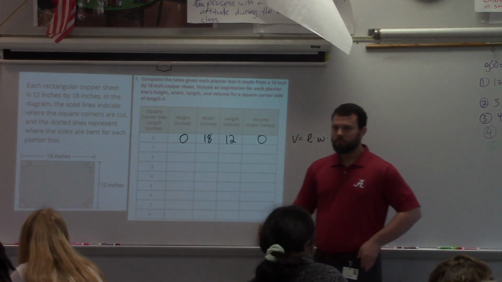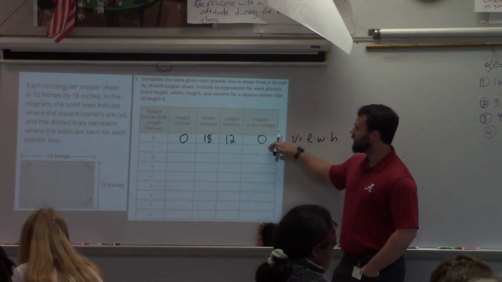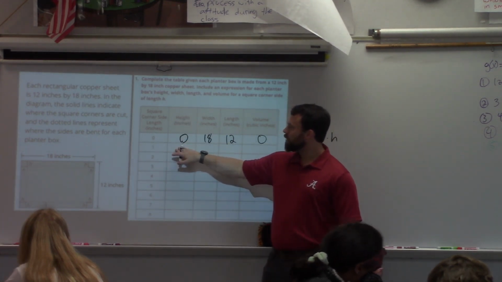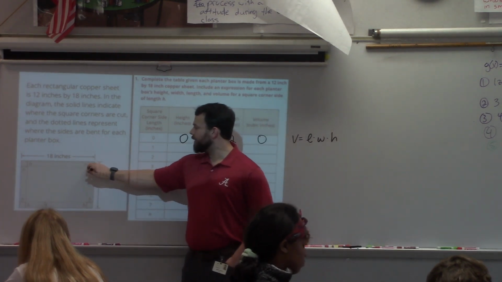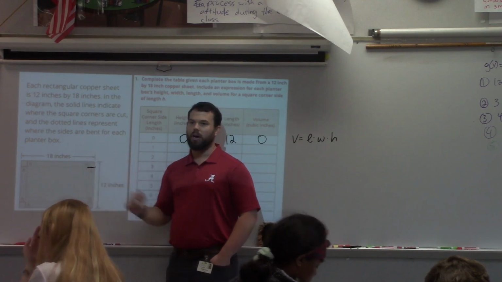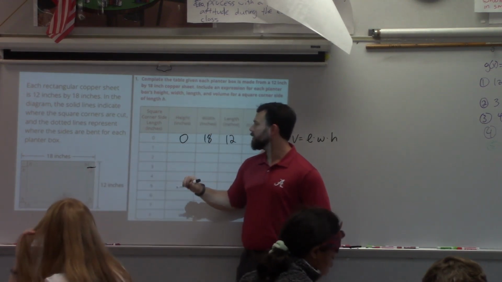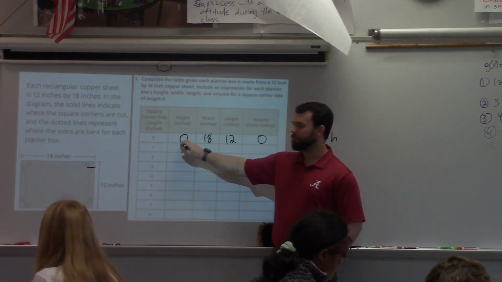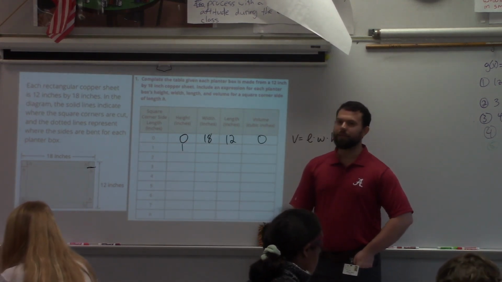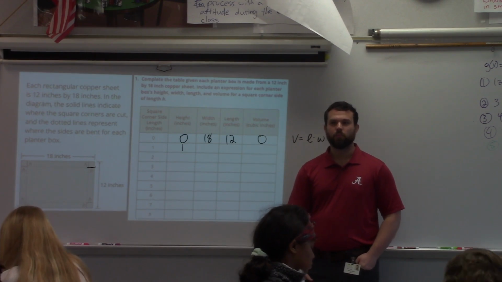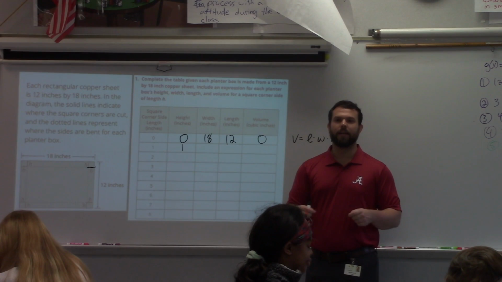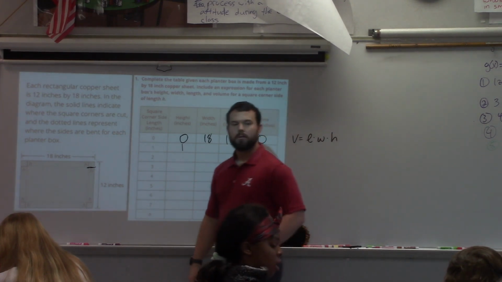All right. So the volume there is 0. Now the height. So if I cut out 1 inch right there and I fold that 1 inch up, what's my height of the box going to be? It's going to be what? 1 inch. What's the width going to be? 17. So close. 16. Remember, I'm cutting away, right?